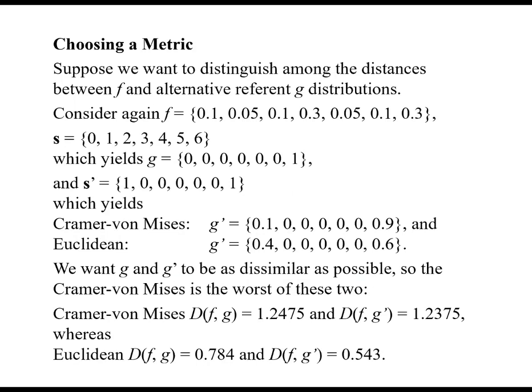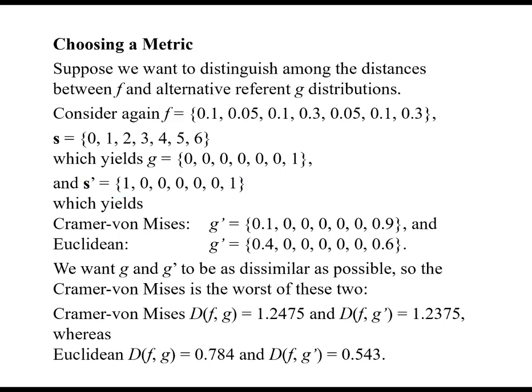Now what about choosing a metric? Suppose we want to distinguish among the distances between F and some alternative referent G distributions. Perhaps these might represent different response styles that we want to measure. But let's start off just by comparing what happens if we want to differentiate between the score for the Likert scale. So maximizing that gives us a G that has a bunch of zeros and then 1 up at the top where the score is 6. And S prime, our extreme response setup, which has 1 down at the bottom and 1 up at the top.